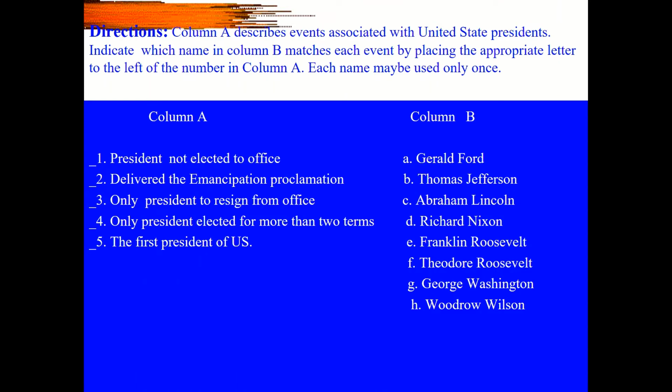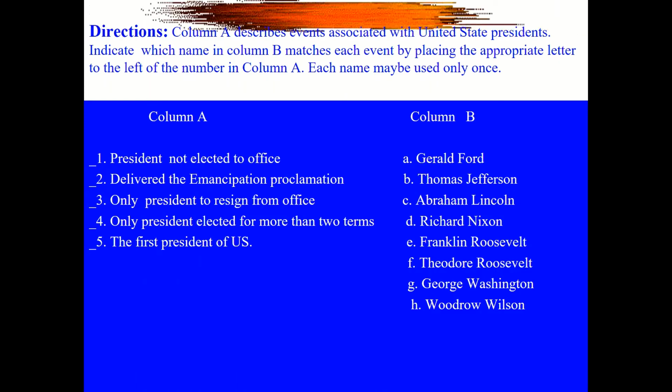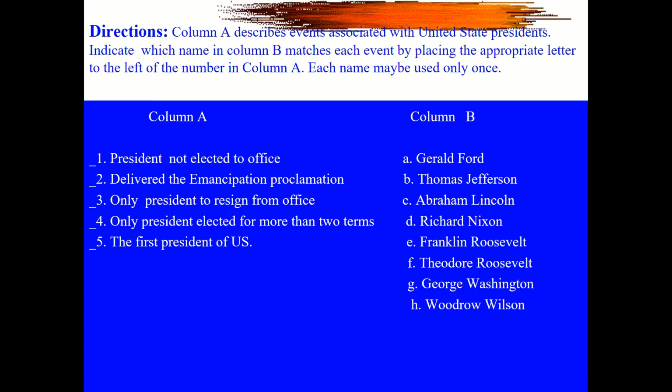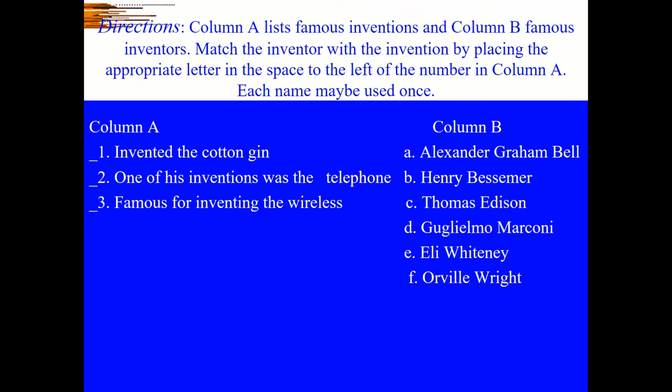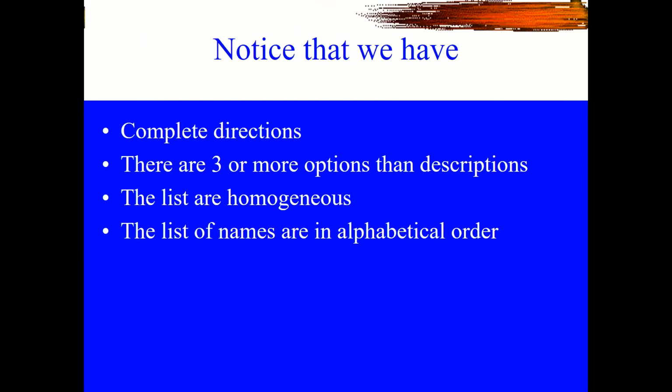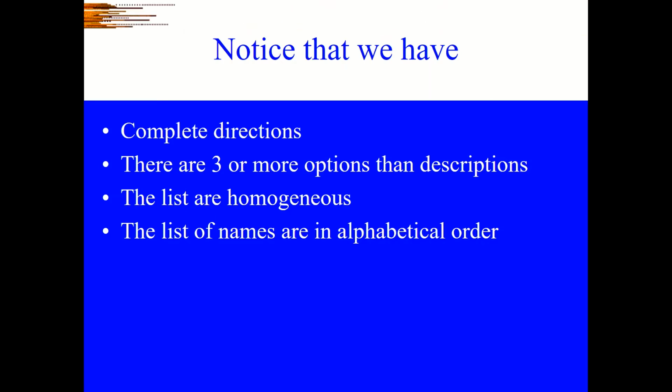Then the options are arranged in alphabetical order. So try to look at their family names. They are all arranged in alphabetical order. Okay, so that's it.